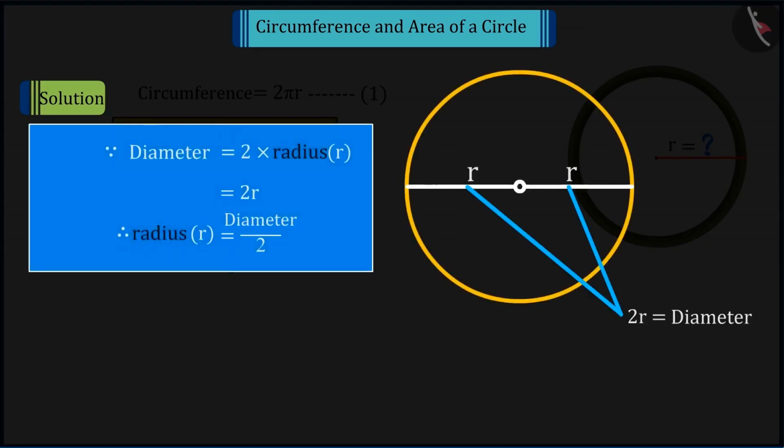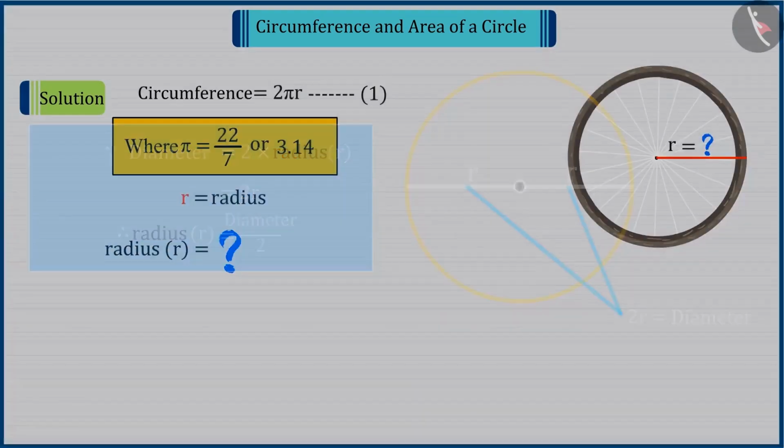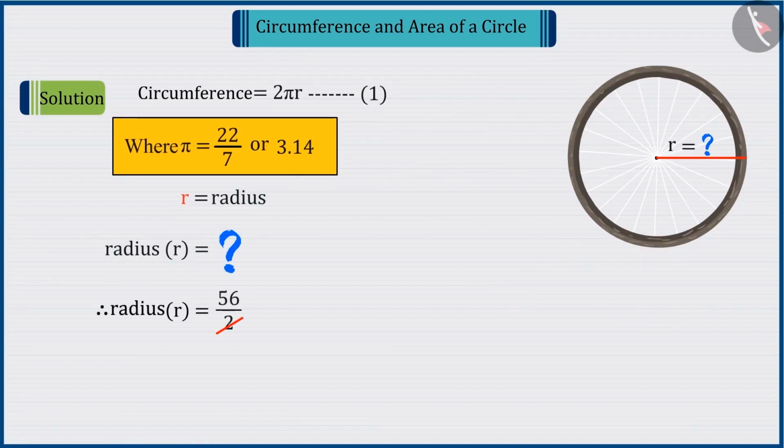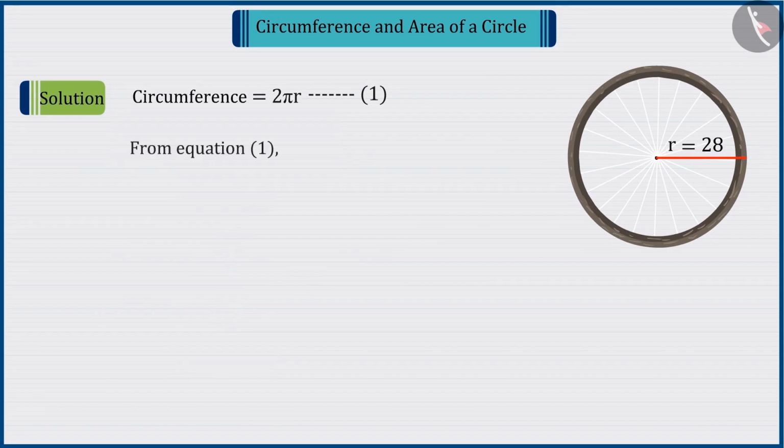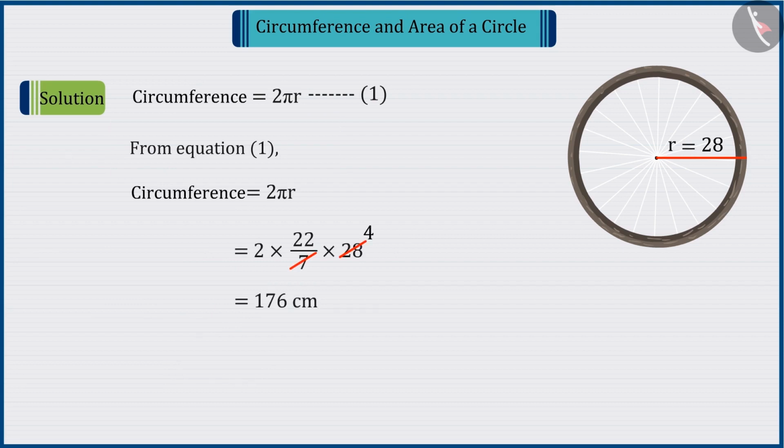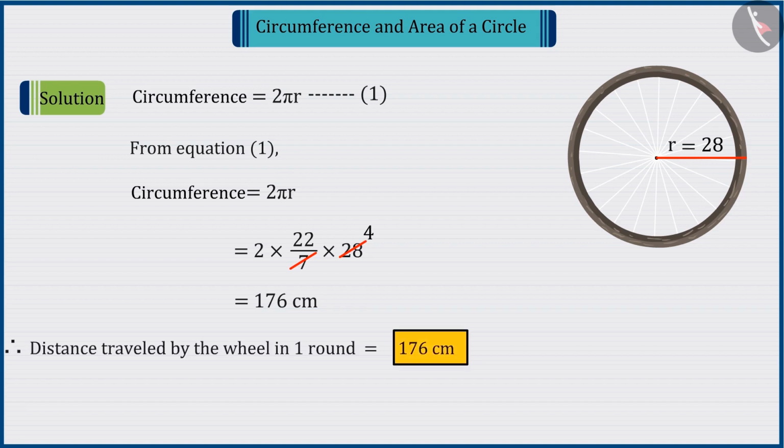We learned in our previous class, half the diameter is the radius. Therefore, dividing the diameter of the wheel by 2 gives us 28 centimeters as the radius of the wheel. By putting it in the circumference formula, that is, in equation 1, we get the circumference of the wheel as 176 centimeters. So, we can say that the wheel covers a distance of 176 centimeters in one round.